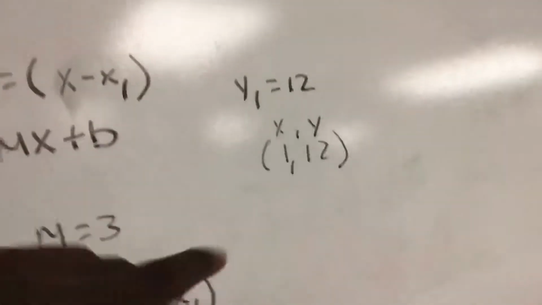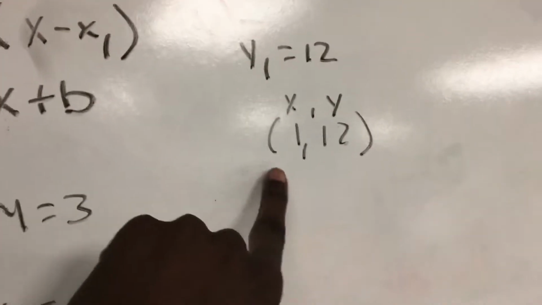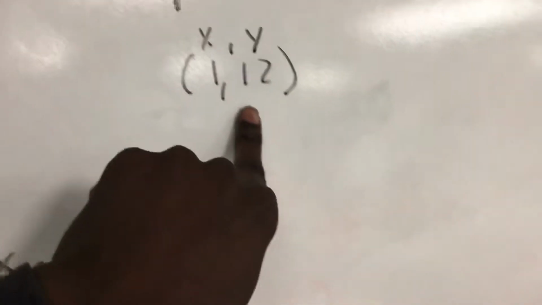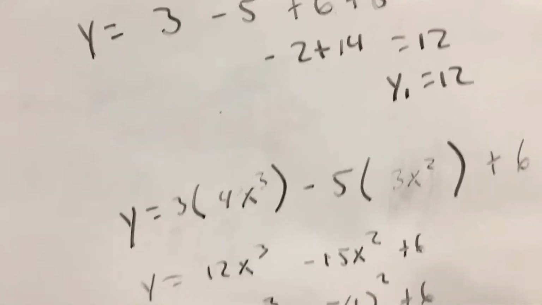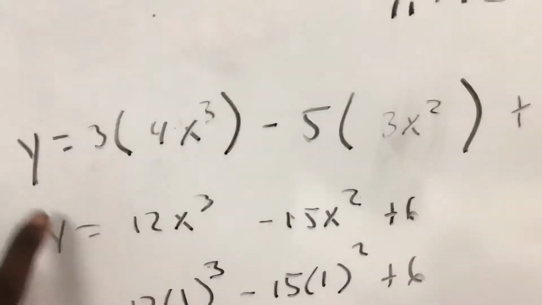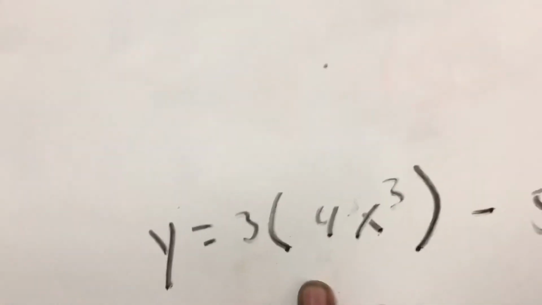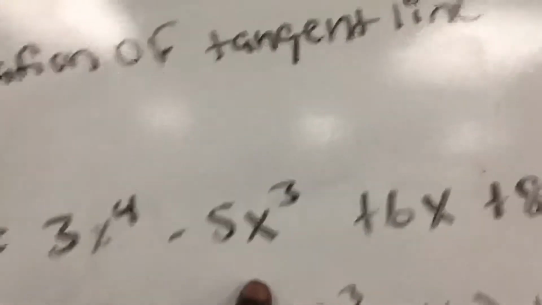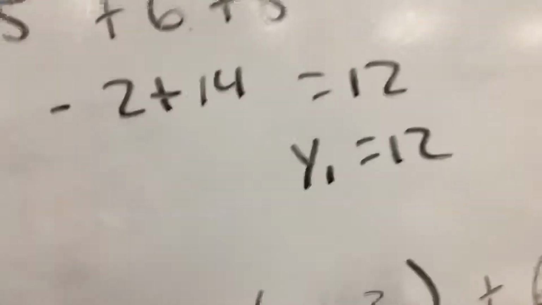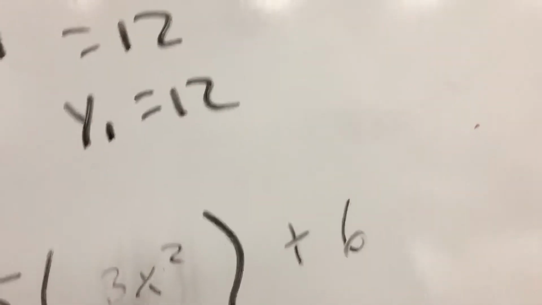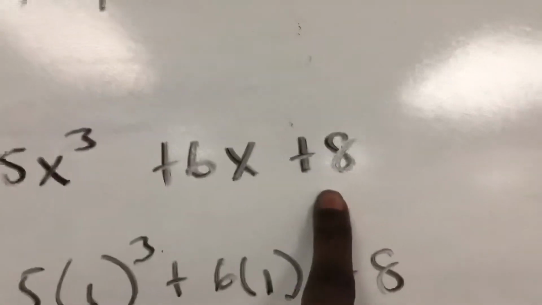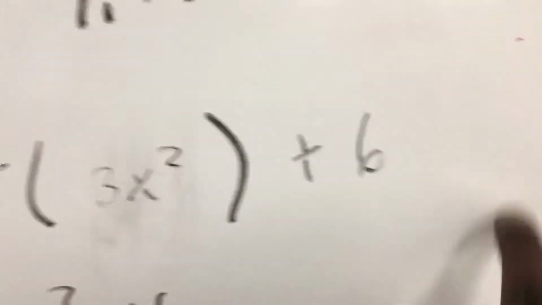And that's where you plug it in to your coordinates. That's where you get x equals 1 and y1 equals 12. Now this is where it gets difficult. This is where you get y prime. You take the derivative of x to the fourth, which is 4x cubed. Derivative of x cubed is 3x squared. And derivative of 6x is just 6, because x equals just 1. And the 8 becomes 0, which is non-existent.